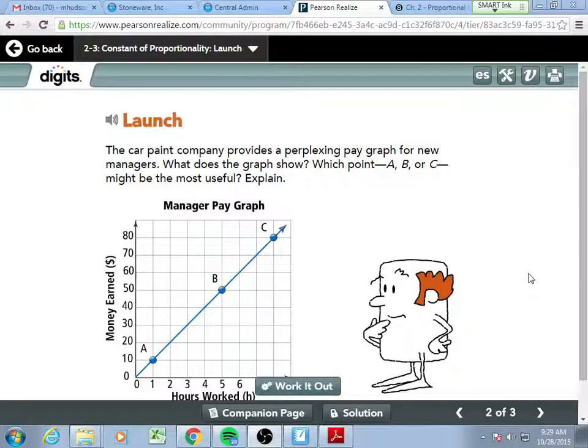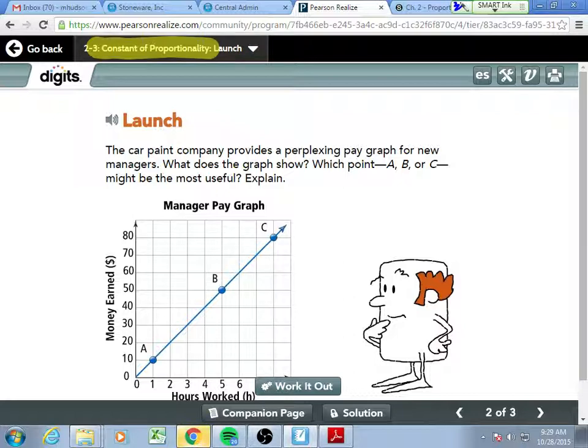All right, so now we're going to look at 2-3 and continue on for today. Everything we just did in 2-2 sets us up for 2-3. So 2-3 is all about our constant of proportionality. That's our topic here. When we look at a proportional relationship, there's always a constant of proportionality.